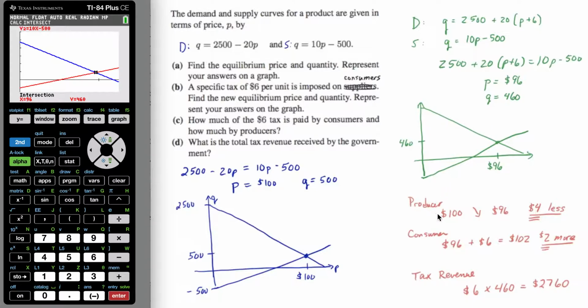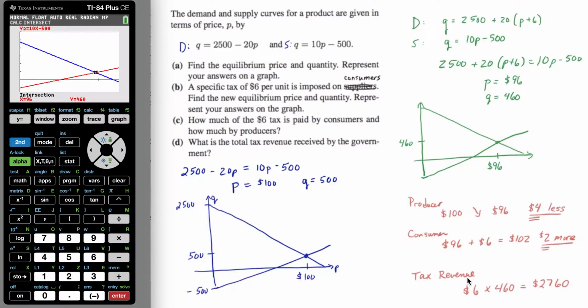So the producer, who used to receive $100 for this product, now receives a price of $96. This is $4 less than before, and so $4 is his share of the tax. For the consumer, they pay $96, the price, plus a $6 tax for a total of $102. This is $2 more than the $100 they used to pay, and so the $2 is their share of the tax. Notice that $4 plus $2 is the total of $6, which is the government's share for the tax.